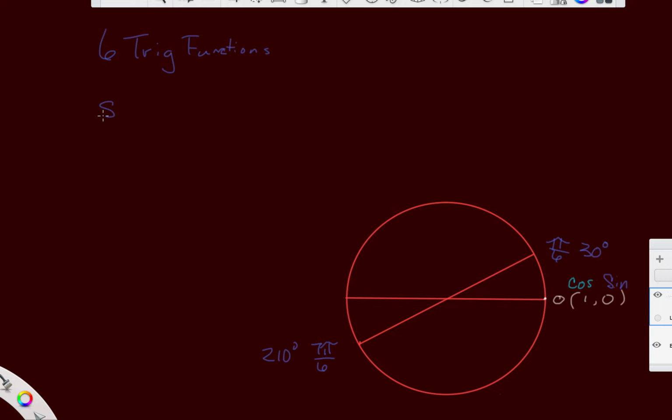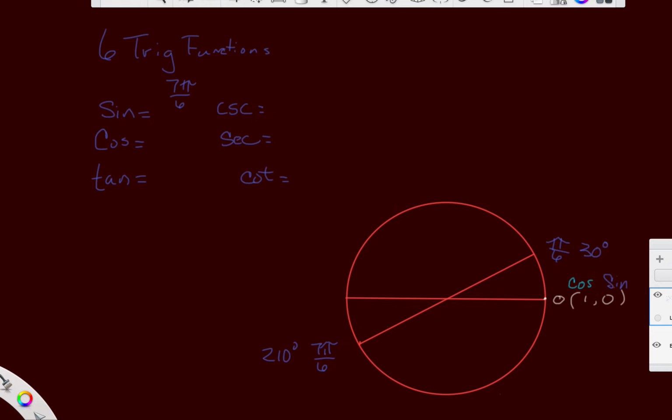So we're going to look at sine, cosine, tangent, cotangent, secant, and cosecant. And we're going to just call it 7 pi over 6. Let's say 7 pi over 6. I hope I left myself enough room.